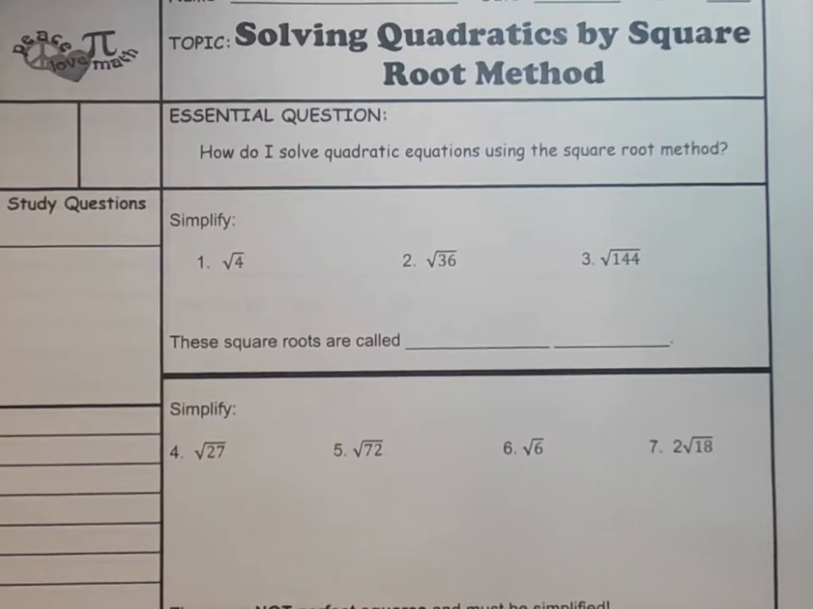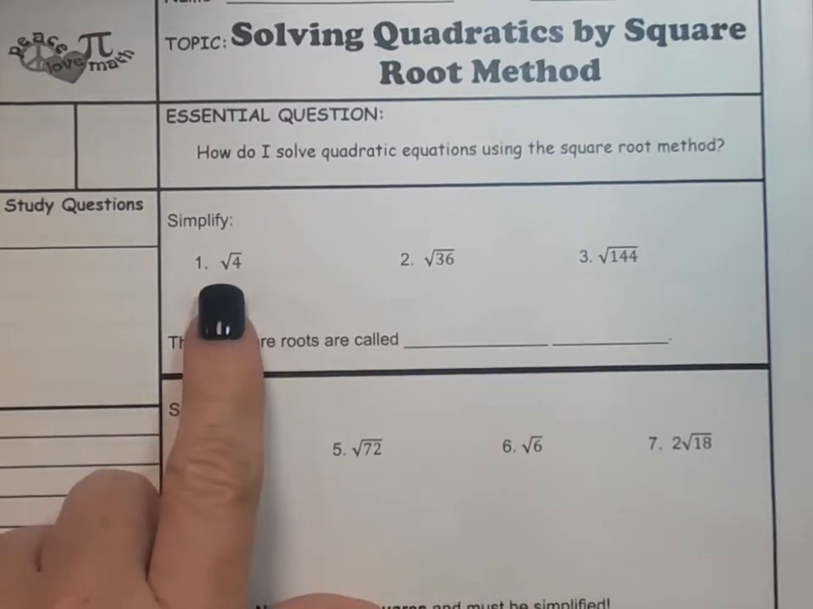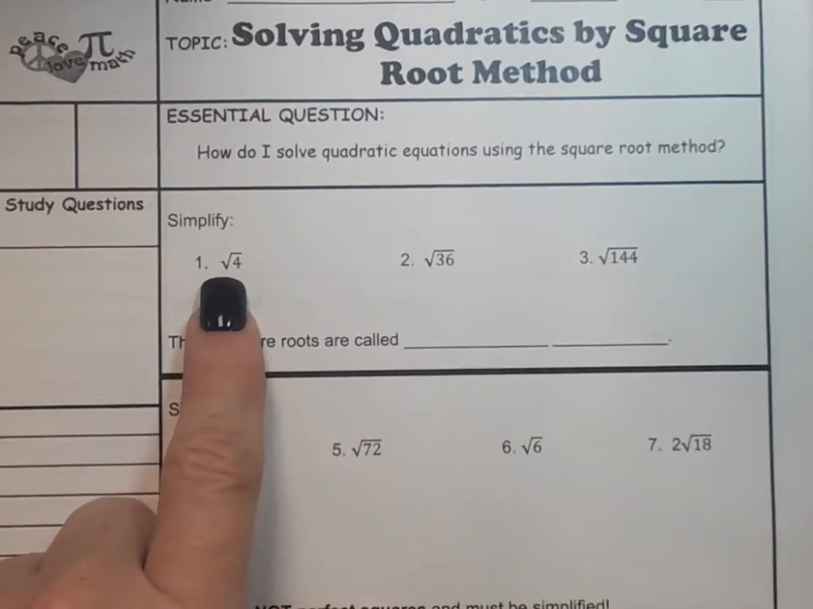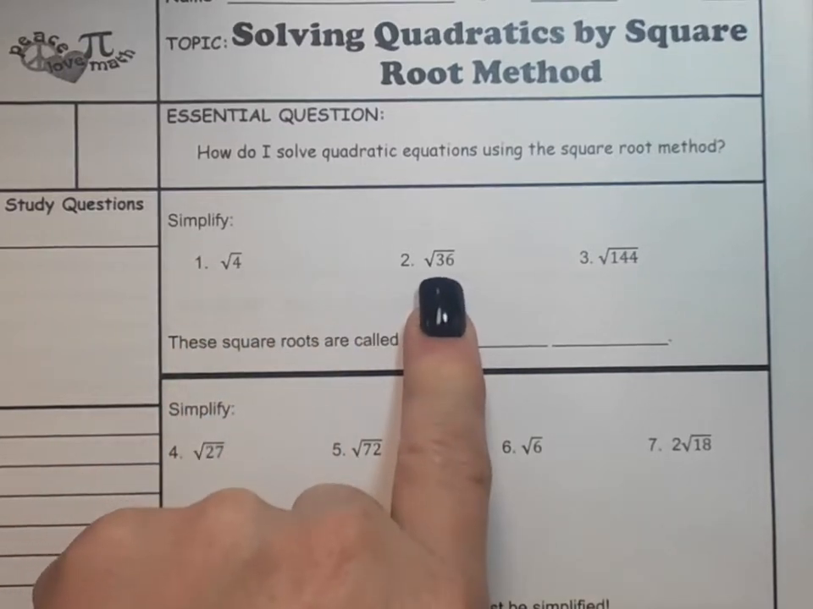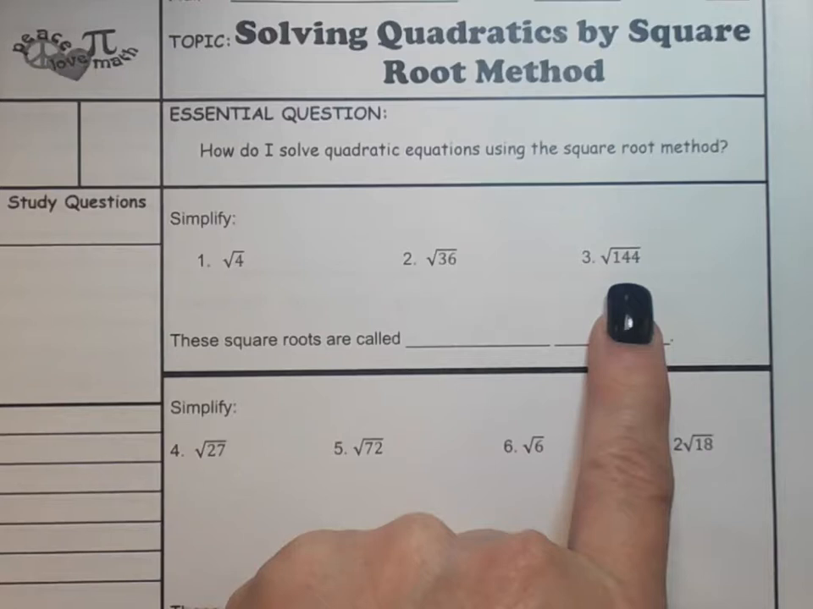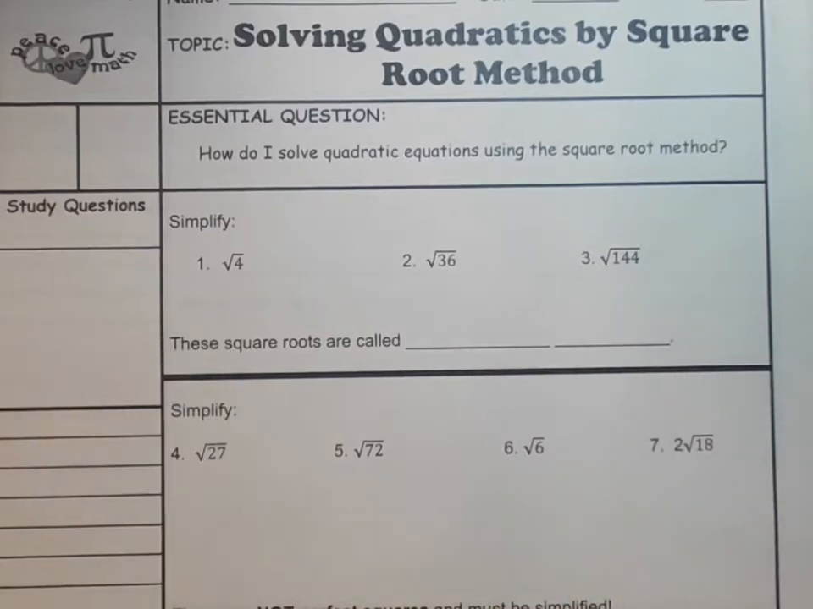Today we're going to talk about another method of solving quadratics, and that's solving by what's called the square root method. First, we're going to review how to work with square roots. If you remember, this little symbol is read the square root of 4, the square root of 36, the square root of 144.